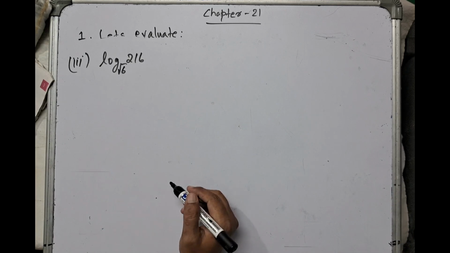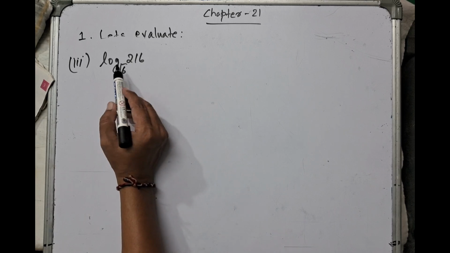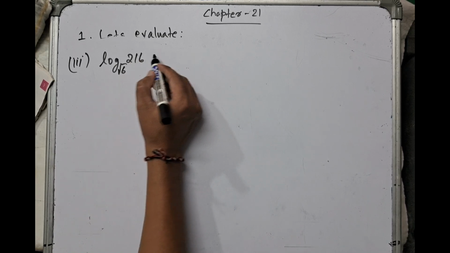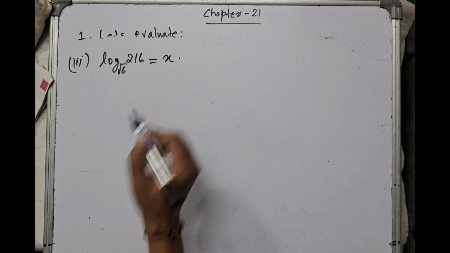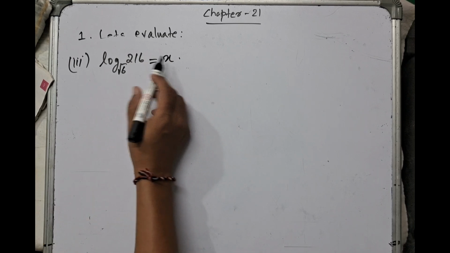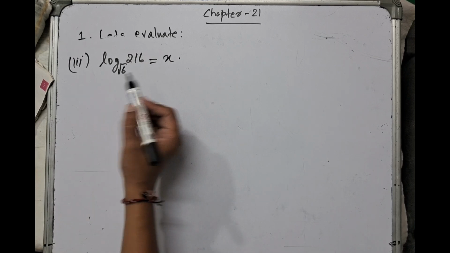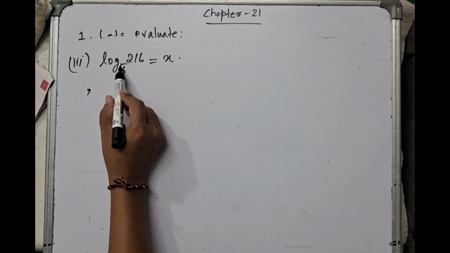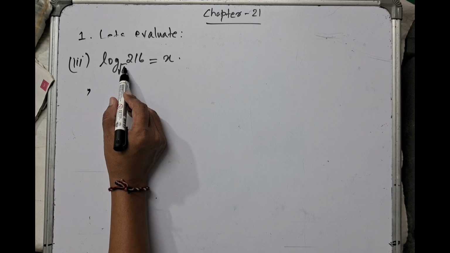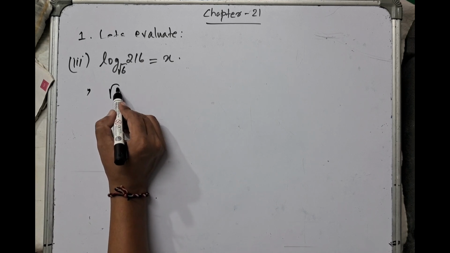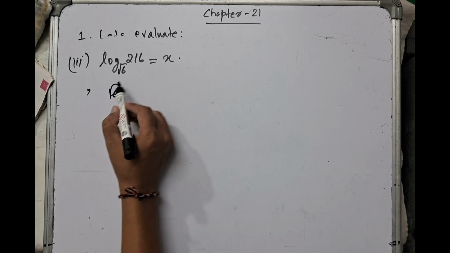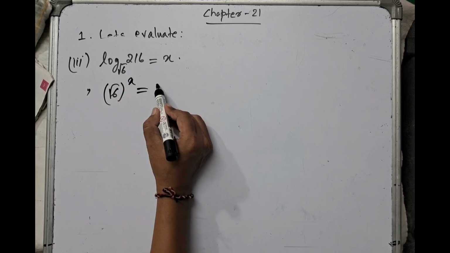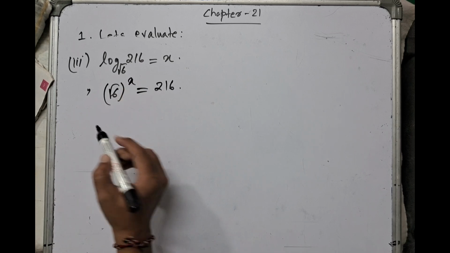This is question number 3 of 1. So we are asked to evaluate log 216 to the base root 6. So let's suppose this is equal to x. Now this is a logarithmic equation. Let's convert this equation to exponential equation. Okay, exponential form. So root 6 is the base of the logarithm, isn't it? We write base as base itself. Now this x will come here as power. After that, on the other side we write this 216.